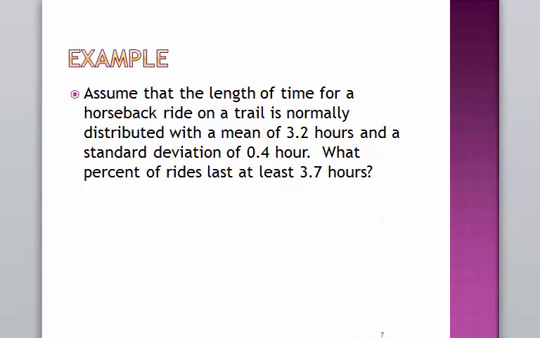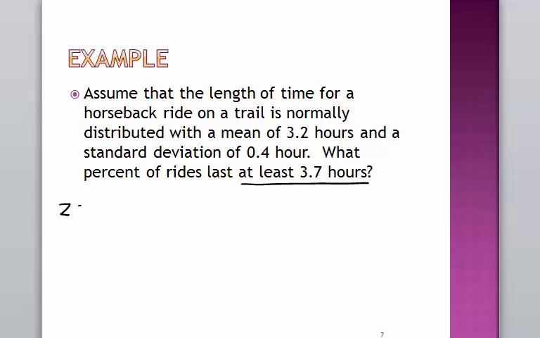All right, so our final example. Assume that the length of time for a horseback ride on a trail is normally distributed with a mean of 3.2 hours and a standard deviation of 0.4. So our same problem, just a different part. What percent of rides last at least 3.7 hours?